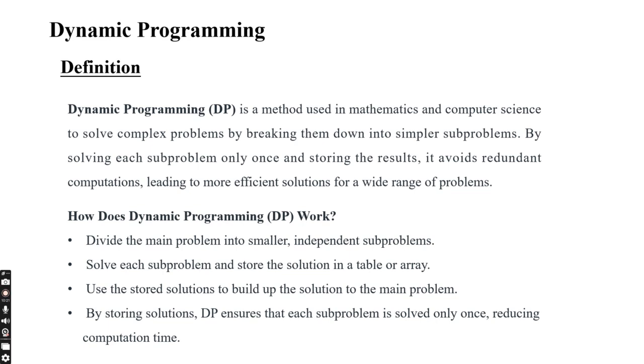Now we see how dynamic programming works. The first step is to divide the main problem into smaller independent sub-problems. The second step is to solve each sub-problem and store the solution in a table or an array. The third step is to use the stored solutions to build up the solution to the main problem. Finally, by storing the solutions, dynamic programming ensures that each sub-problem is solved only once, reducing the computational time. So these are the various steps involved in dynamic programming.